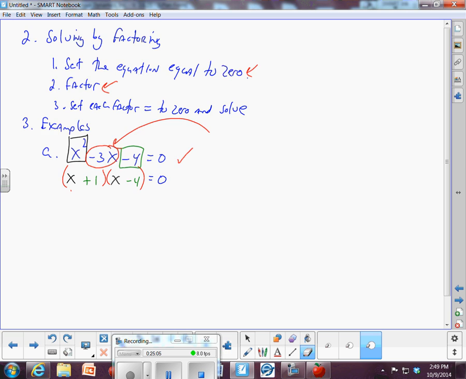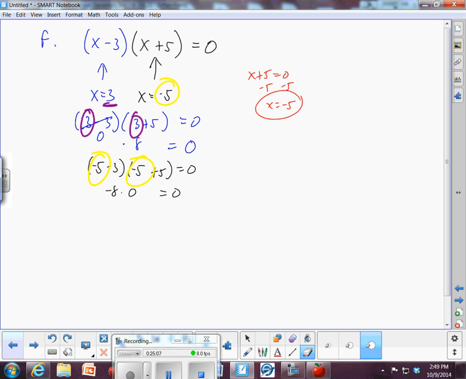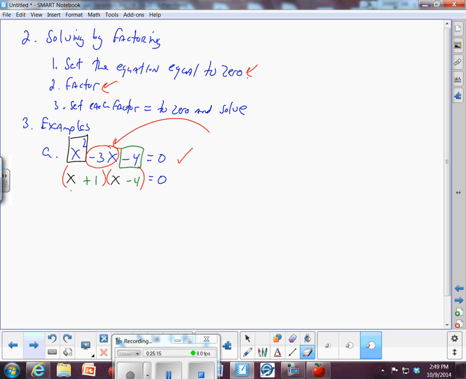Okay, so look where we are. This thing is just like that example right there, right? Doesn't it look just like f? Look at f. Parentheses times parentheses equals 0. So look where we're at. x plus 1 times x minus 4 equals 0. A lot of you at this point can do them in your head, but let me just show you what you would do. Take the first parentheses and set it equal to 0. And obviously then x is a negative 1.